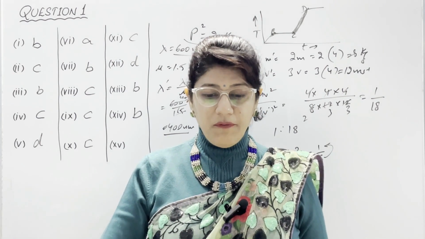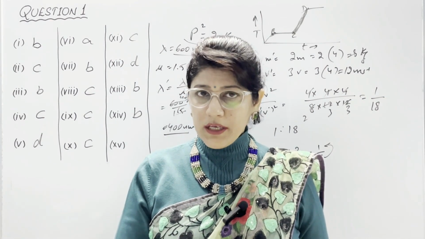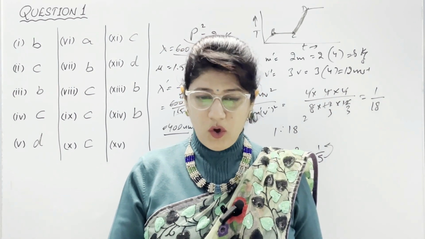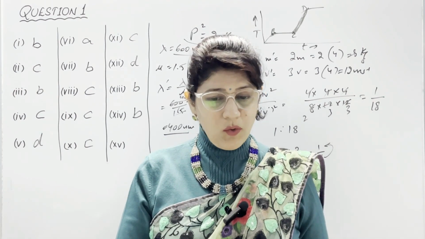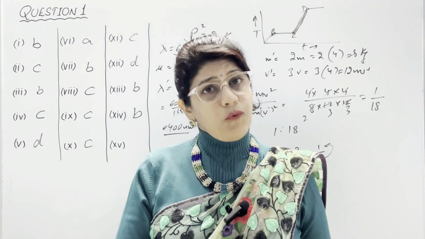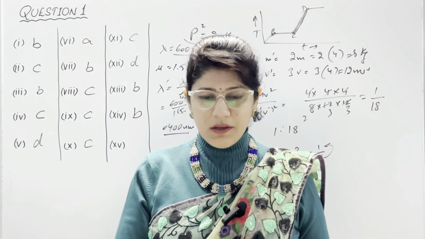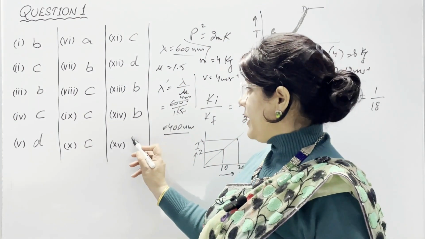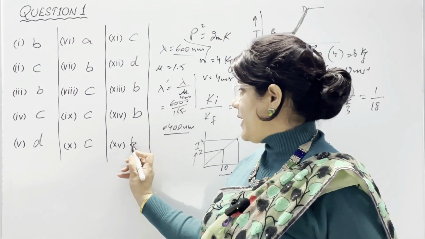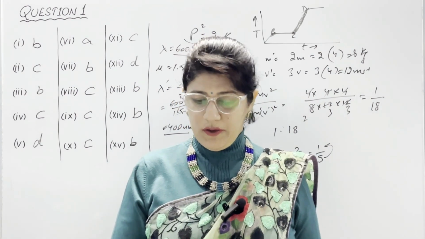In 15th part, the wavelength range of white light is, we know, 4000 Angstrom to 8000 Angstrom, but they have given it in nanometer. So option A is 4000 to 8000 nanometer, B is 400 to 800 nanometer, C is 40 to 80 nanometer and D is 4 to 8. So the correct option is B, 400 to 800 nanometer, because nano means 10 to the power minus 9. So option B is correct in 15th part.